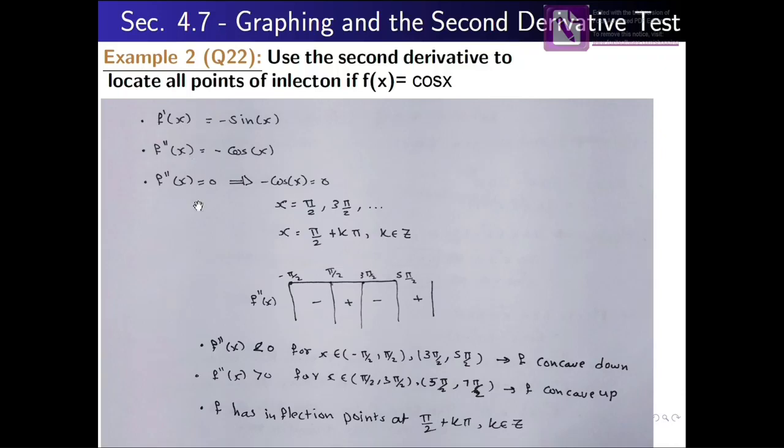To find the inflection points using the second derivative, you need to find where the second derivative is equal to 0. Solving this will give us some points, but you cannot conclude these are points of inflection unless you check the concavity before and after each point. So you take numbers around them, then check the second derivative. If it is less than 0, that means your function is concave down. If it is greater than 0, that means your function is concave up, and so on.